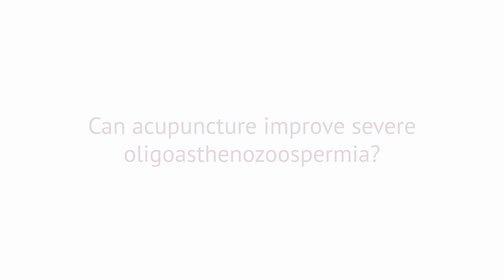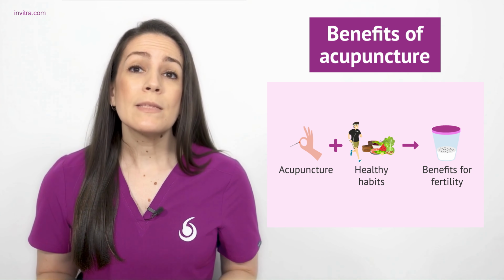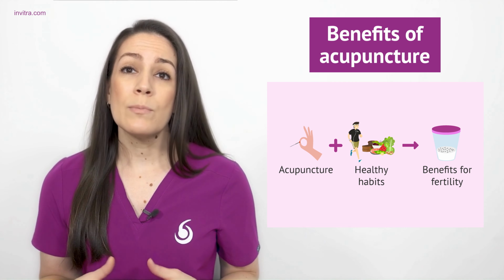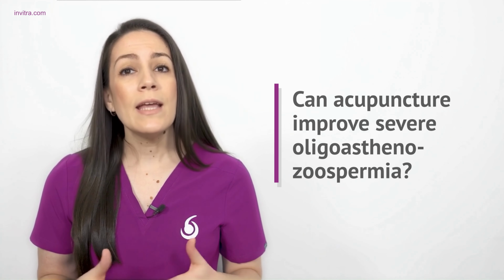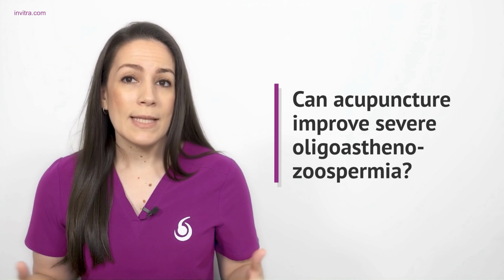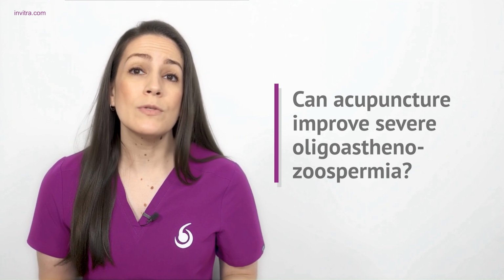And now we're going to answer some of the most frequently asked questions users may have regarding this topic. Can acupuncture improve severe oligoasthenozoospermia? Acupuncture could show benefits for both male and female fertility, provided it's performed by a professional. Therefore, an increase in sperm quality is possible for some men after this type of treatment, while maintaining healthy habits. In any case, if sperm quality is severely affected, as in severe oligoasthenozoospermia, it's unlikely that sperm quality will increase enough to reach values considered normal.